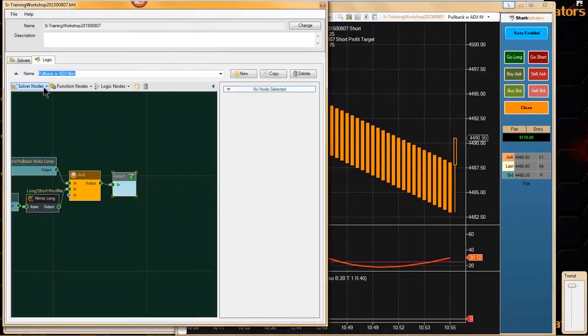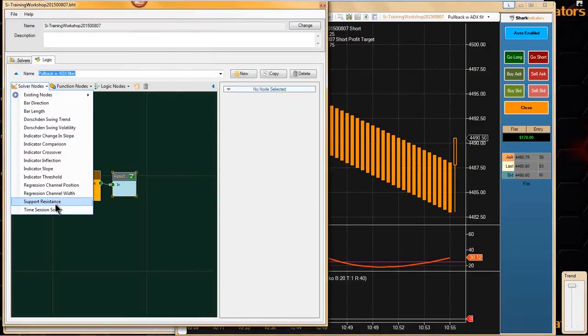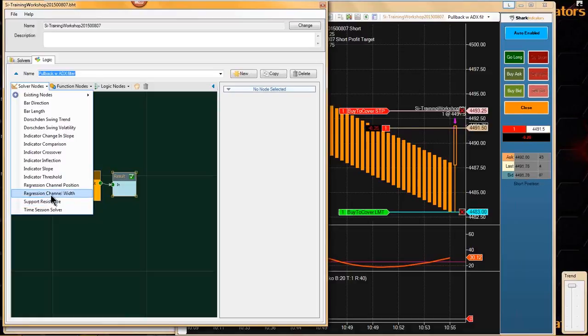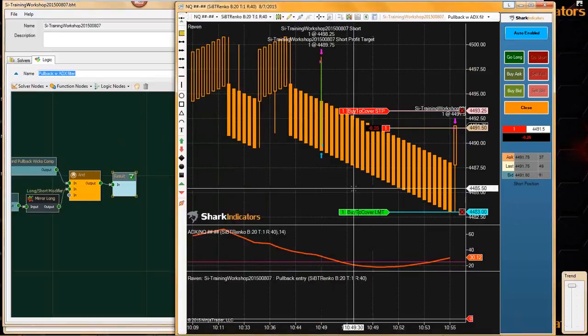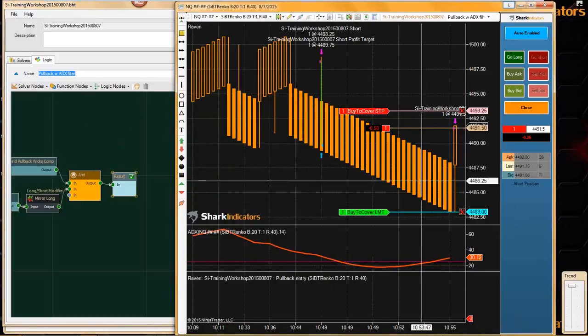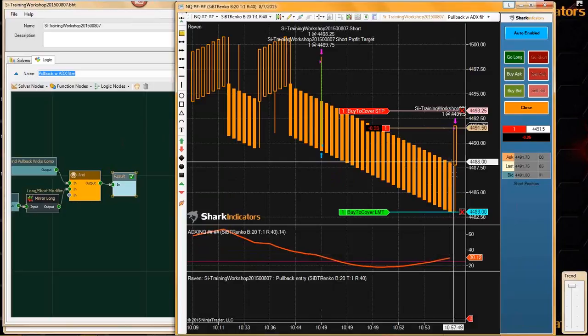Let's see. Otherwise, I can continue on to the next solver in the list here. I think it's the channel width or the support resistance. We'll figure out here. All right, so we got a trade happening right here. All right, ADX sloping up.